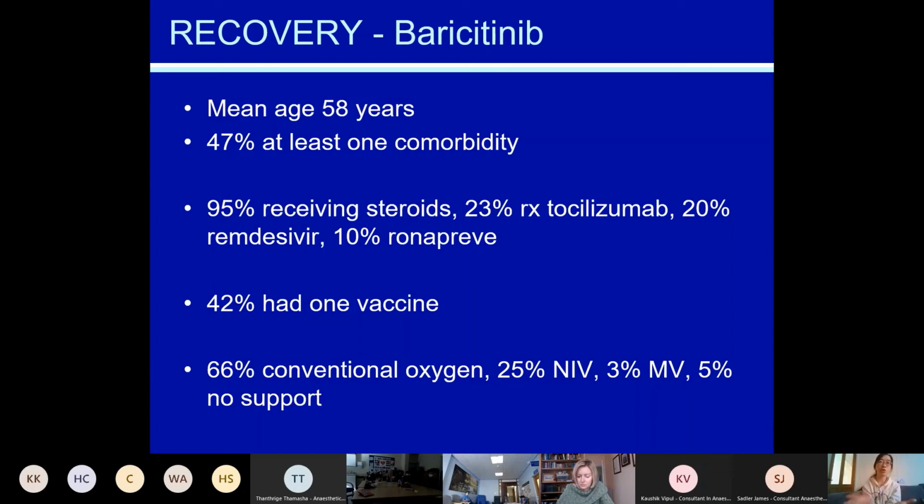And like I said, usual care is now steroids, tocilizumab, remdesivir, and ronapreve, and this is reflected in what the recruited patients had. 42% of the recruited people had had one vaccine. 60% of people were unvaccinated, which is probably quite reflective of who was coming in with COVID. And again, the last statement there shows a change in how people were treated from a respiratory point of view. So most people were on normal oxygen, a quarter of them were on NIV, and small fractions of people ventilated, and even 5% of people not on oxygen at all.